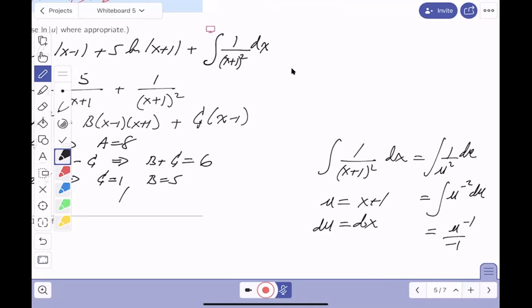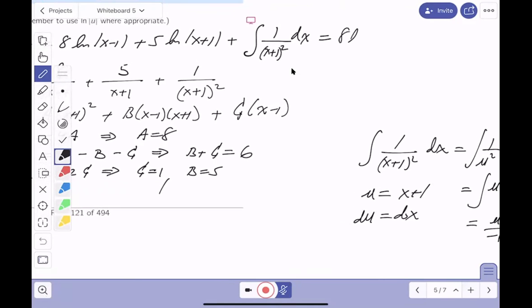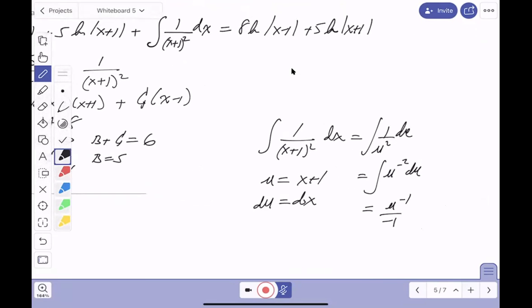And let me see if I can do that now. So this equals, let's not forget what we have over here, 8 ln absolute value x minus 1 plus 5 ln absolute value x plus 1. And then what do we have? We have minus 1 over, what was u? x plus 1, plus c.